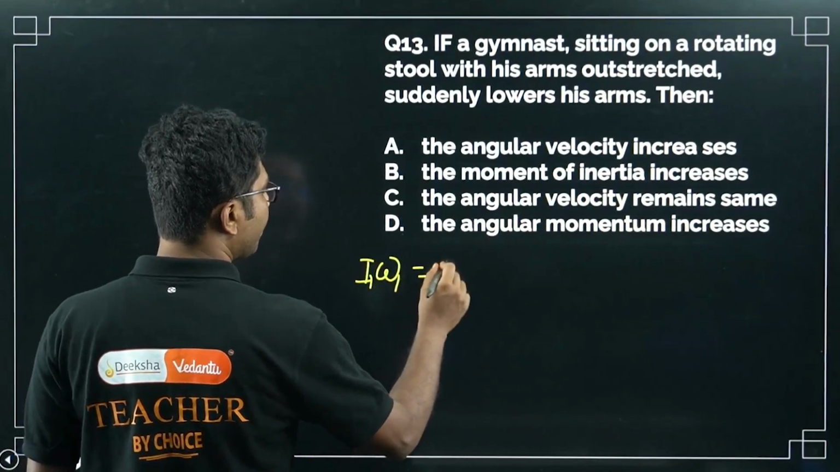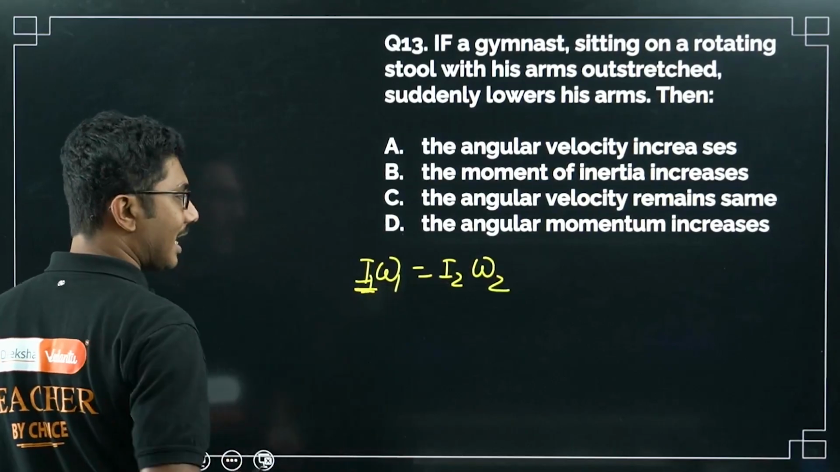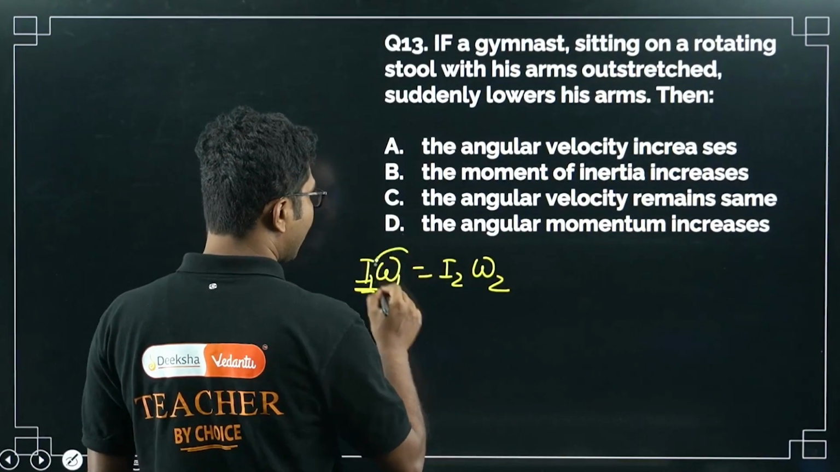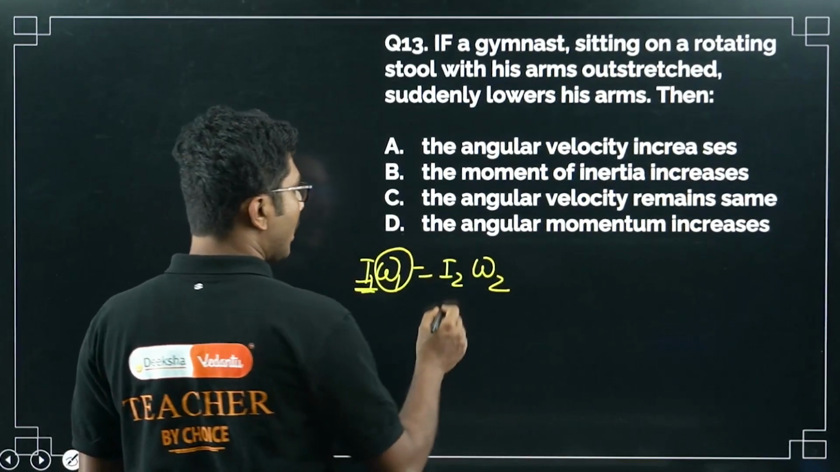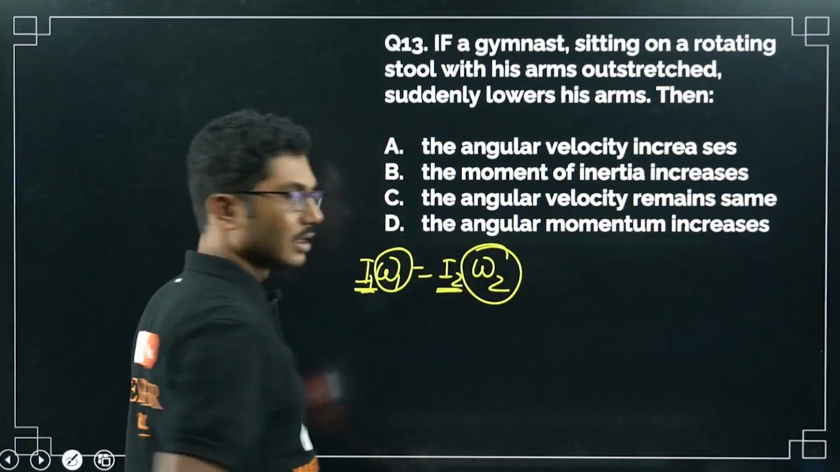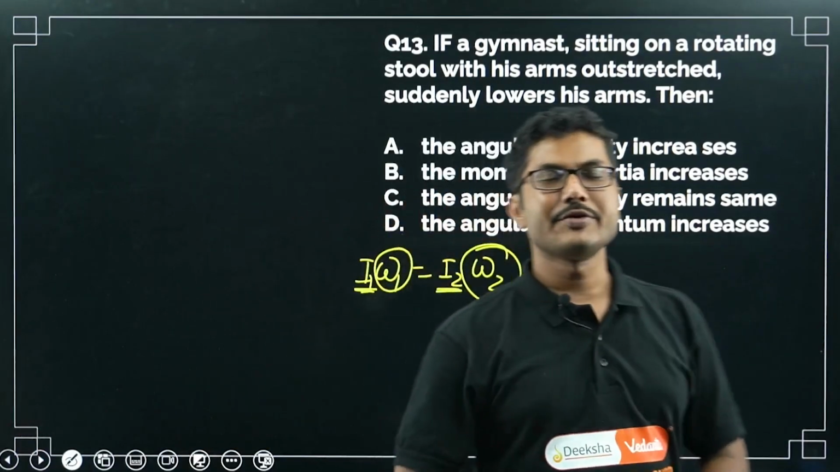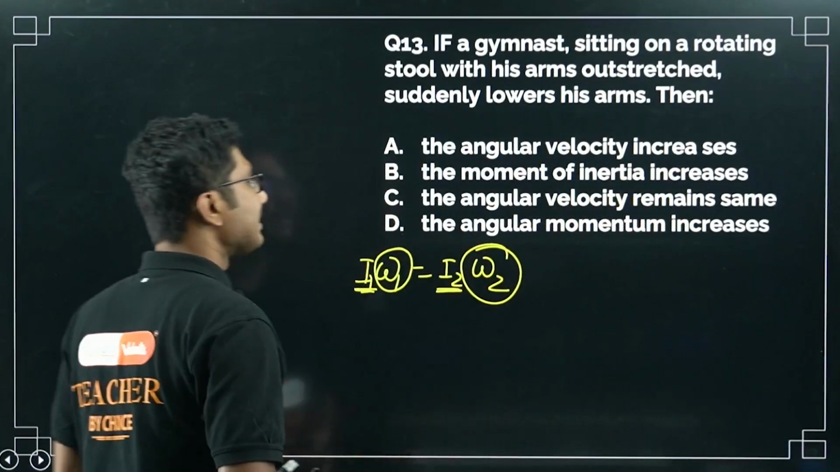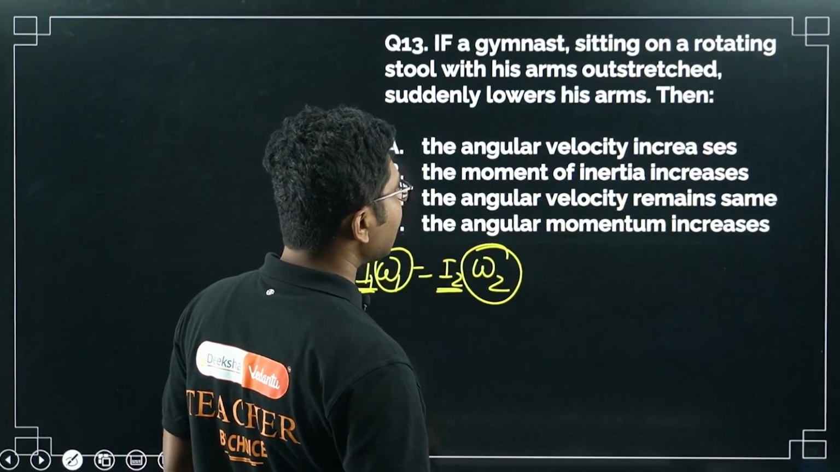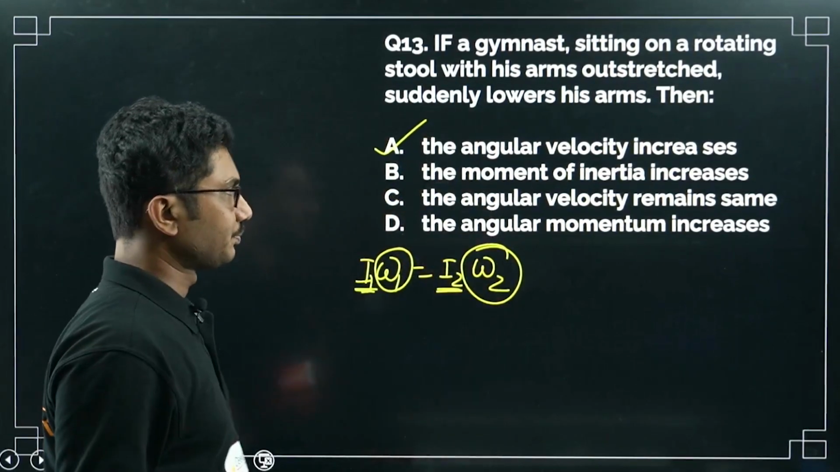I1 omega 1 should be equal to I2 omega 2. Initially I1 was very large, so omega 1 was a very small value. Now I2 is smaller, so omega 2 has to be bigger to compensate for that, right? So from the conservation of angular momentum, we can say that the angular velocity will increase.